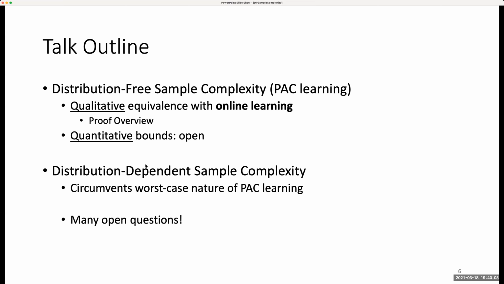And then the second part of the talk, which will be much shorter, we will try to give a different perspective, or to ask what is the sample complexity of differentially private learning from a different perspective, which is more distribution dependent and maybe more realistic. And in this part, we will mostly just discuss open questions.